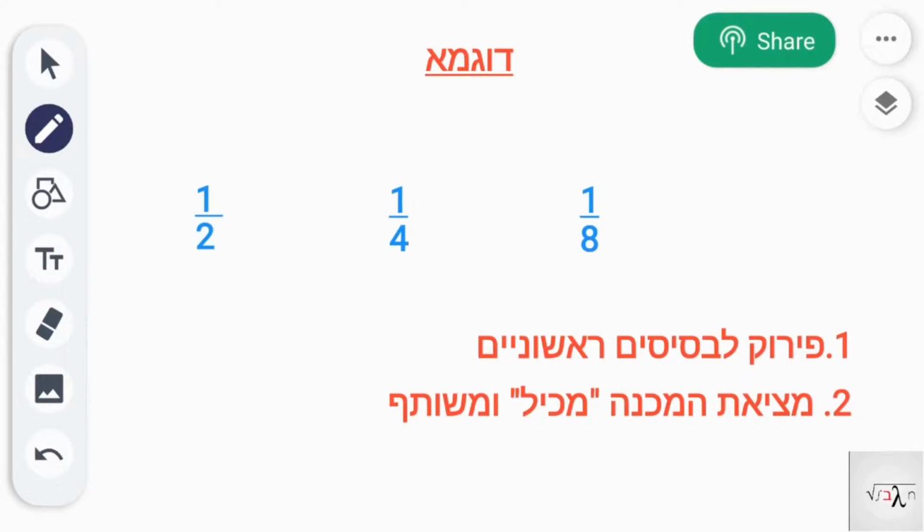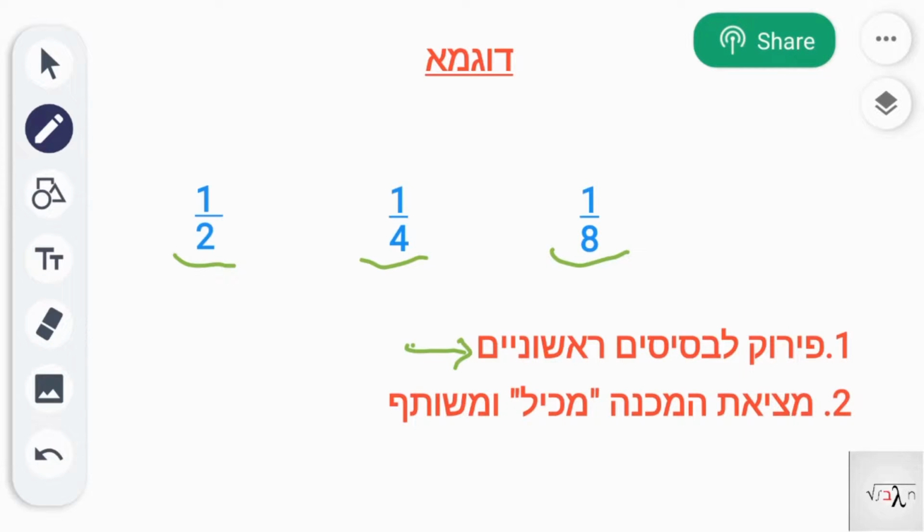Have a look at the following example. There are three fractions in front of you. Half, 1/4, and 1/8. The first thing I'll do is refer to each denominator separately and take them apart into their basic multiplications, that is to say, to take them apart into prime bases.